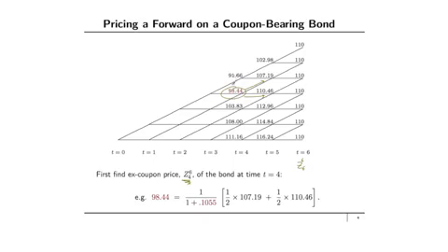So that's how we get 98.44. Note that we did not include the $10 coupon at this time because we said that the forward contract delivers the bond just after the coupon at this period has been paid. So that's why we don't include the $10 coupon at this period.